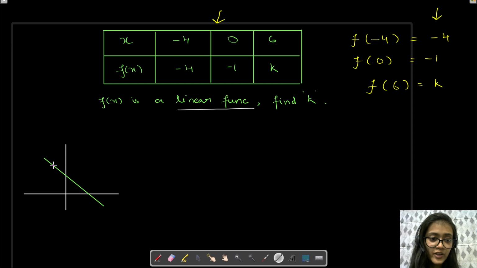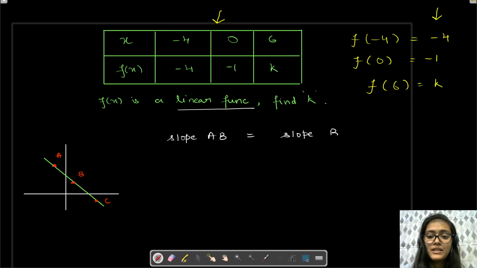So if you take any 3 points, let's say I'm taking 3 points, this one, and this one, right? And let's say that this point is A, this point is B, and this point is C. So can I say that slope of line segment AB will be same as slope of line segment BC? Yes, I can say that. Now all you have to do is find out these points.